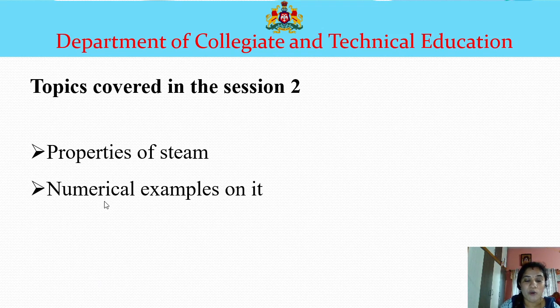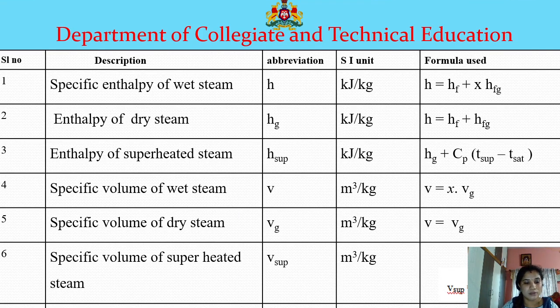So next what we did, we took a very simple example on how to calculate the enthalpy using the steam table and we solved it. So this thing was covered in the session 2. Let us move on to the session 3. So I have formulated few formulas so that it will be easy for us to recall it.